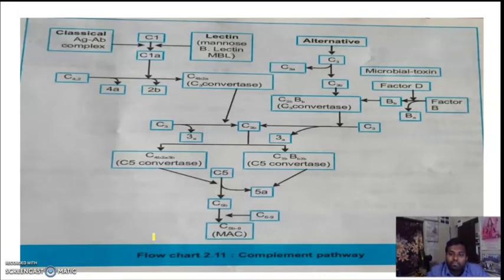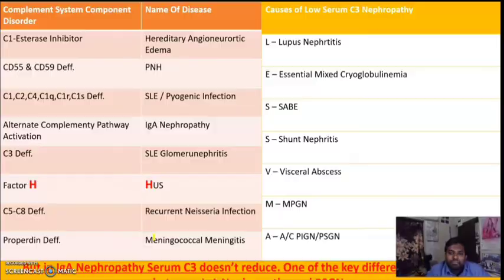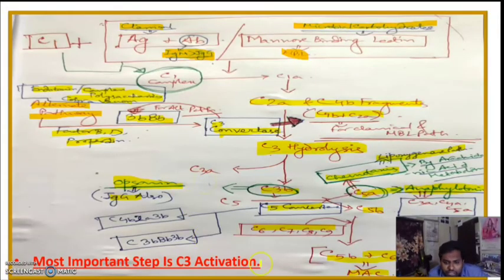This is another diagram. Now, what are the diseases associated with it? If you write up to this much, it is sufficient for your professional exam question. This much will well explain the question on the role of complements in acute inflammation. So remember, the most important step in complement activation, the complement cascade, is C3 activation. After C3 activation, all those things happen.